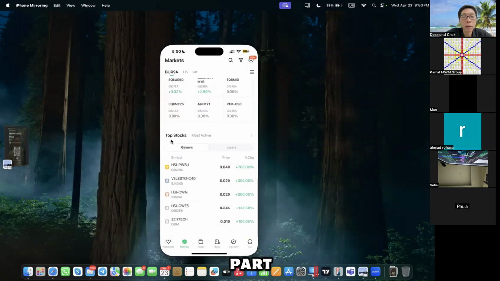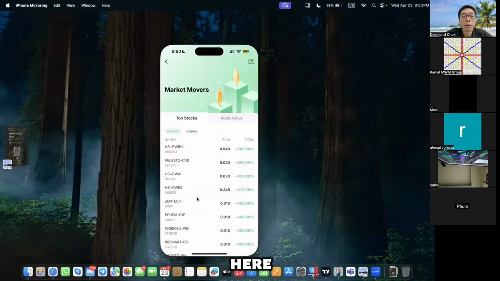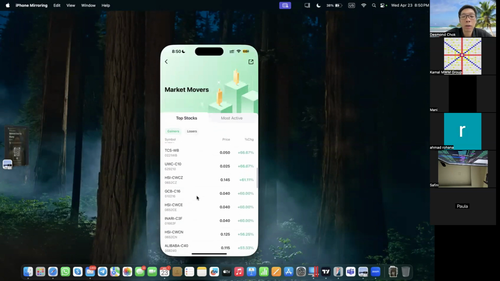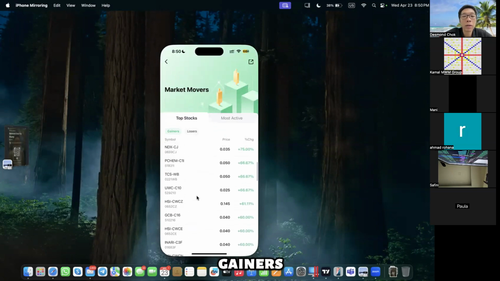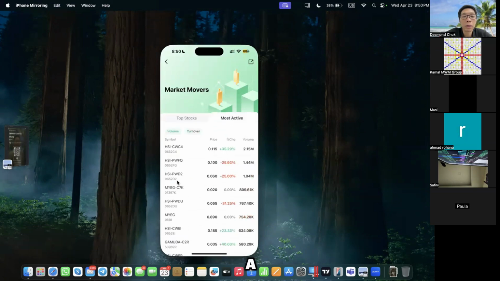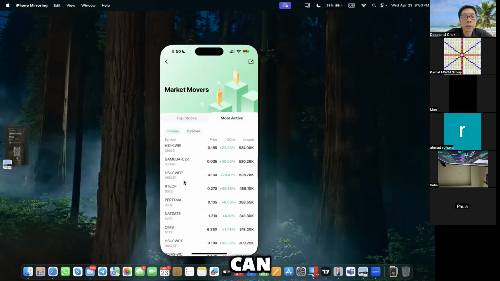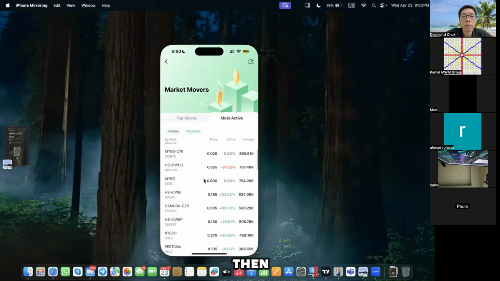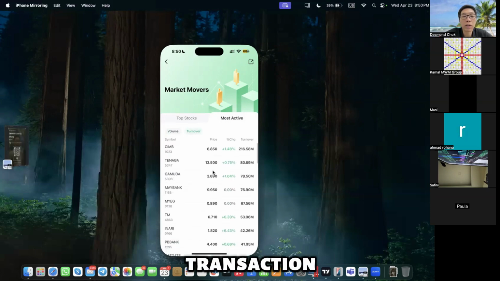Under this part, stock, there are stock gainers and losers. This one can only show you 1, 2, 3, 4, 5. But if you click here, it can show you more. This one is stock gainers. This one is losers. Then this one is most active volume. You can see here also. And then most active turnover, that means value of transaction. You can check here.